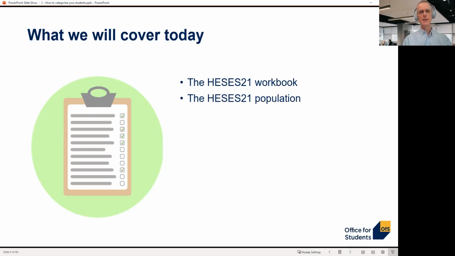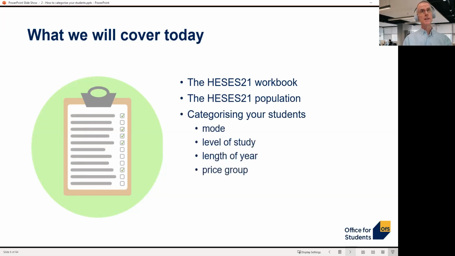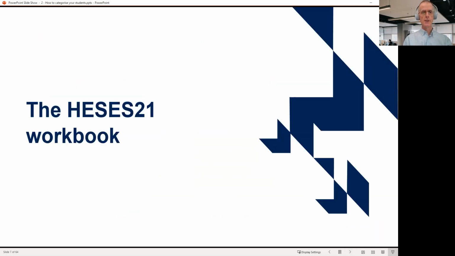And then most of this session today is going to be devoted to how we categorize students. And that can be by mode, level of study, length of year. This is in no particular order: price group, fundability status, domicile, and whether or not students are new entrants. So let's start moving and get to look at the first of these, the HESES21 workbook, which is sort of where all the numbers go.